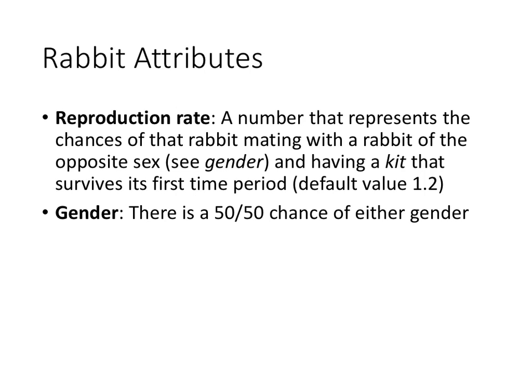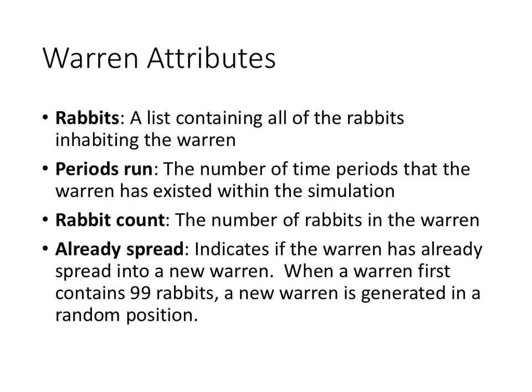Like foxes, rabbits are also a subclass of animal, and they have their own attributes. One of those is the reproduction rate, a number that represents the chances of a rabbit mating in a particular time period. I suppose the detail of that is having a kit, a baby rabbit, that actually survives that time period as well. And then they also have their gender, and there's a 50-50 chance of either gender.